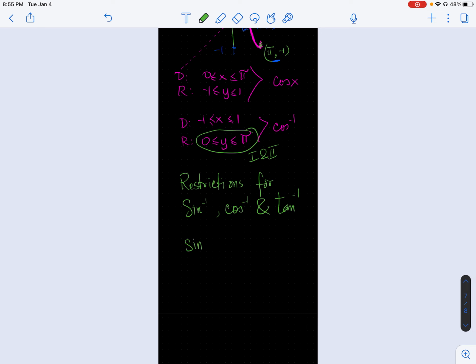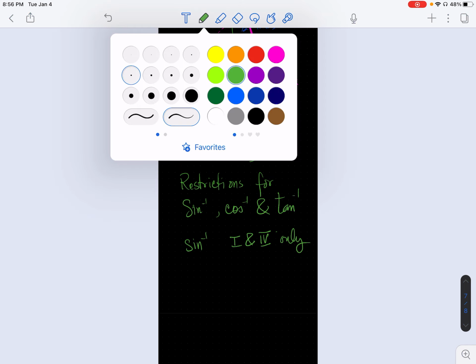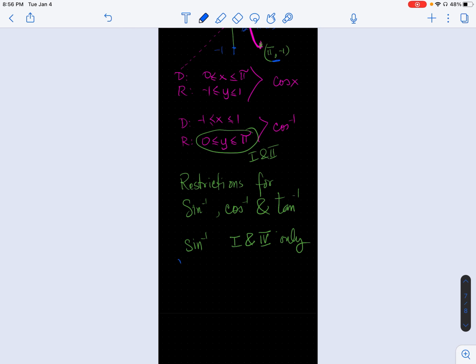See if you can remember this part. Sine inverse, the answers are restricted to quadrant 1 and quadrant 4 only. You can only have answers in these two quadrants for sine inverse. Remember, that is not the case for sine. For cosine inverse, the restrictions are first and second quadrant only. The answers can only be in those two quadrants.